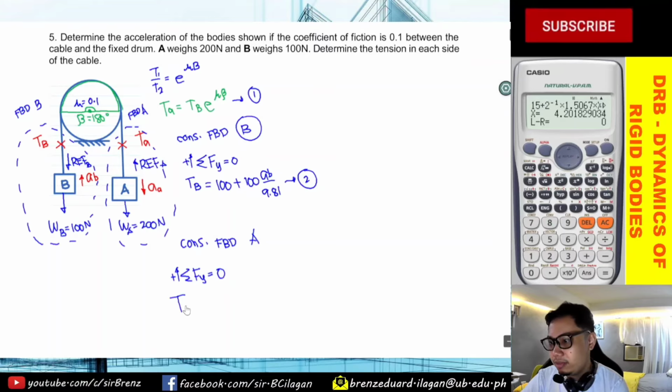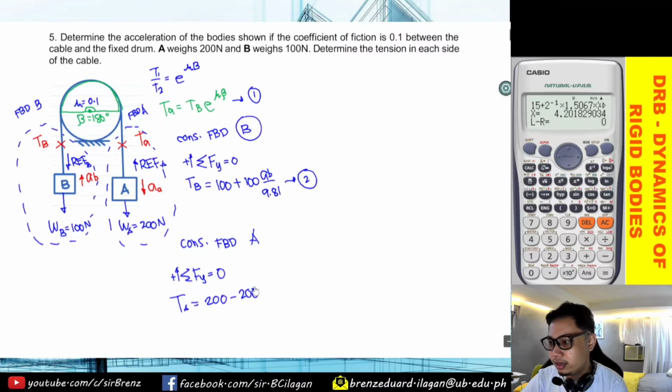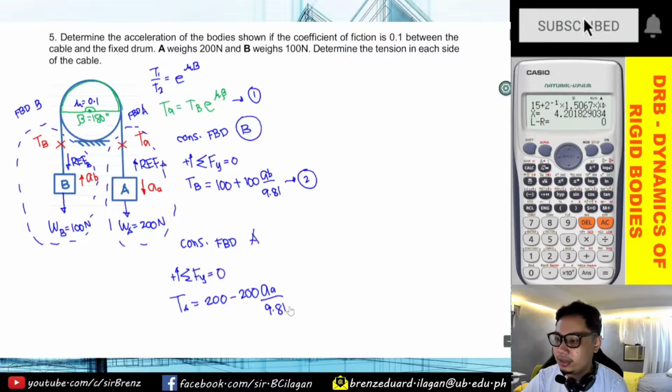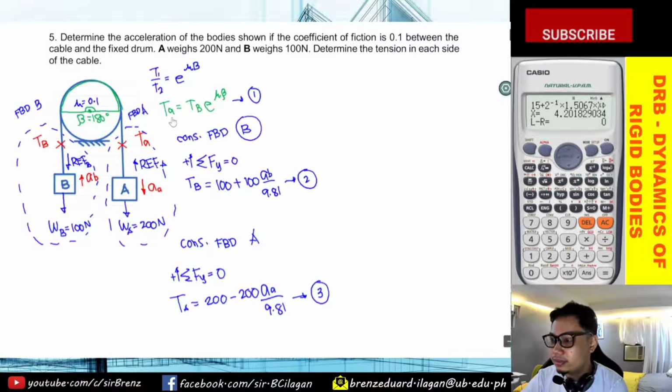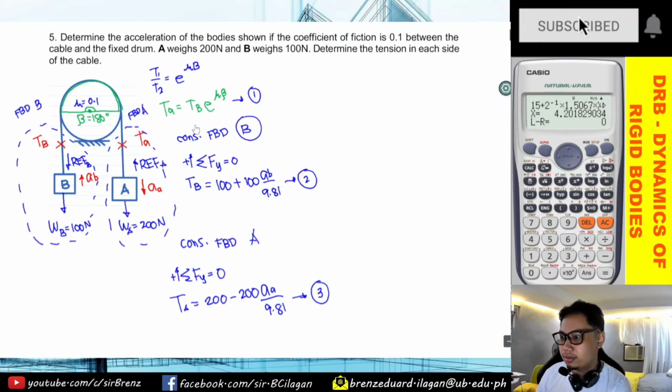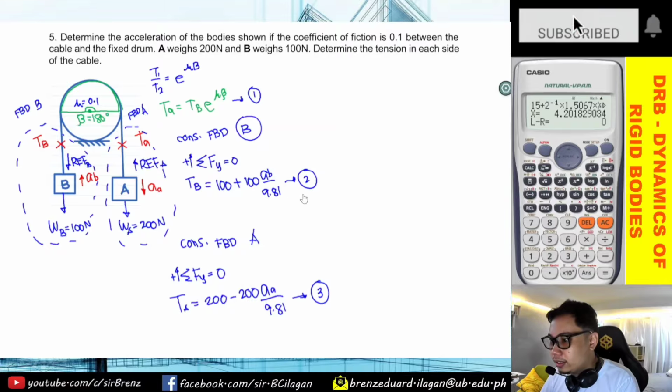So, with that, we have TA is equals 200. So, since positive dito yung REF, nung nilipat ko sa kabila, magiging minus, negative. 200 times acceleration ni block A over 9.81. Okay? So, this will be our equation number 3. Ayan. So, 3 equations, 3 unknowns ang kailangan natin. So, i-arrange lang natin para mas madali siyang isaksak sa algebra. Okay, so rearrange lang natin to ng mas maganda.